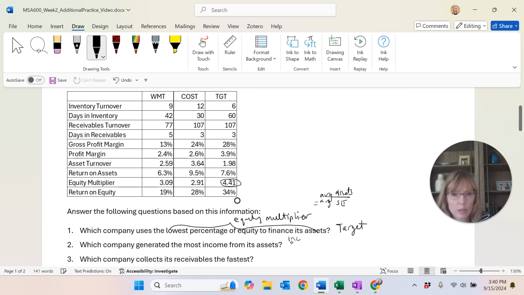All right, if we're looking at income over assets, we are talking about return on assets. And which company had the highest return on assets here? This was Costco with 9.5%.